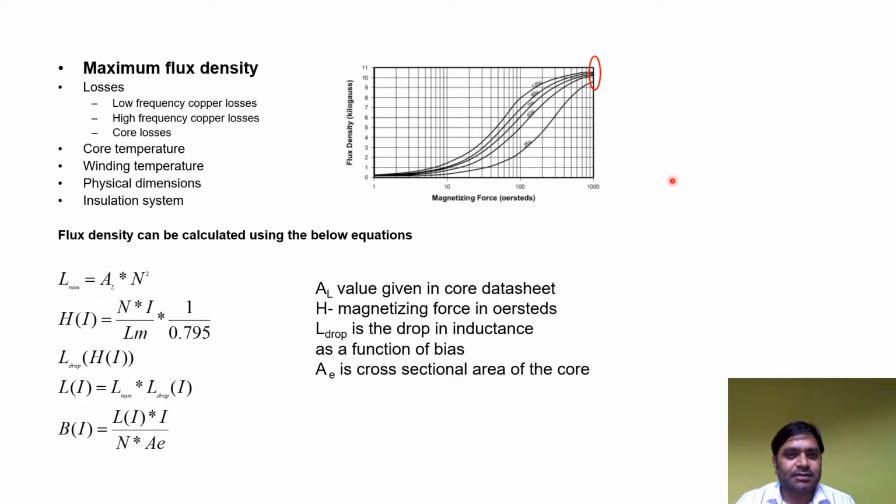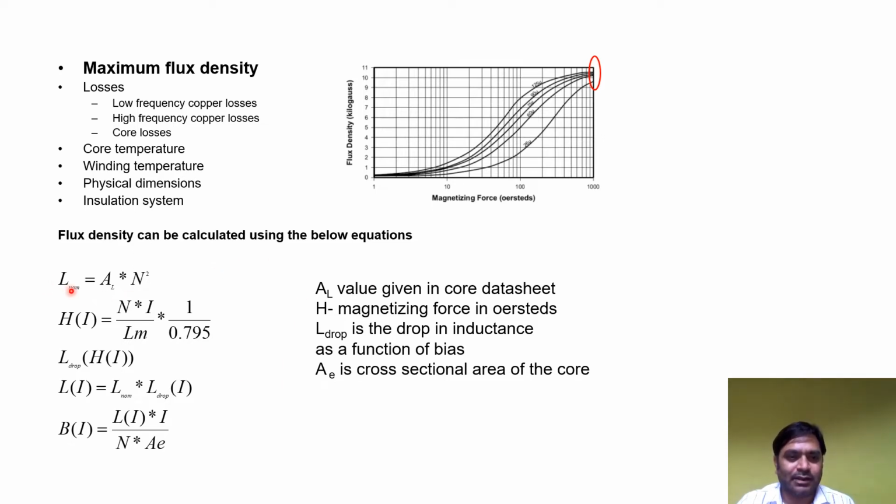The next is the maximum flux density. So how do we calculate the maximum flux density? With respect to flux density and magnetizing force, with increasing magnetizing force, how does the flux density change? This is shown here. And flux density we can calculate using the below equation.